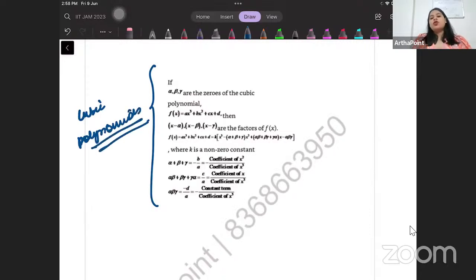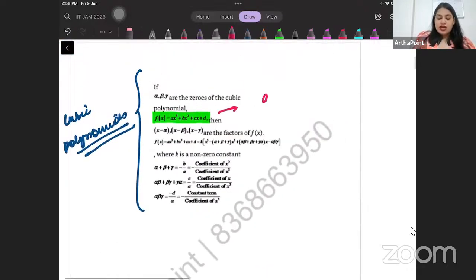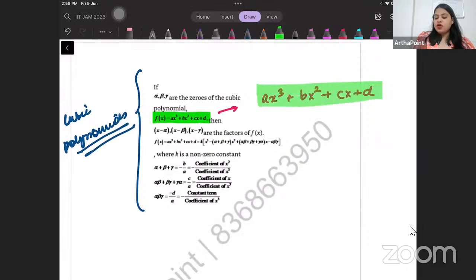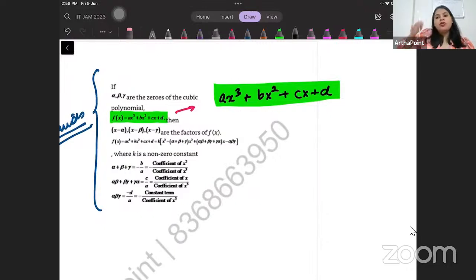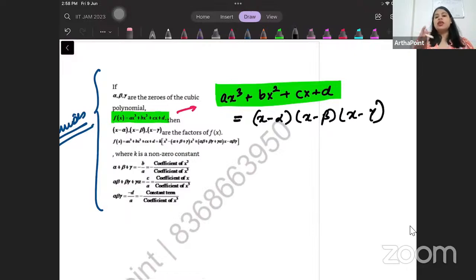So for cubic polynomials, we have the following three things that should be satisfied. First, suppose your cubic polynomial is of this format: ax cube plus bx square plus cx plus d. This is the format of your cubic polynomial. If this is the format, then we know that a cubic polynomial will have three roots maximum, alpha, beta, and gamma. So we can rewrite this as x minus alpha, x minus beta, x minus gamma. These will be the three roots of this cubic polynomial.